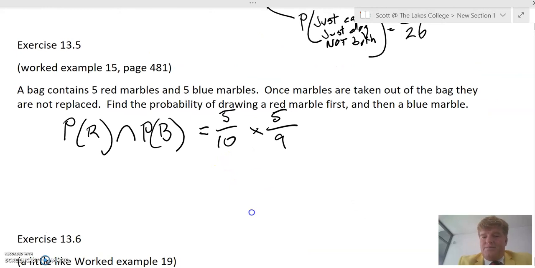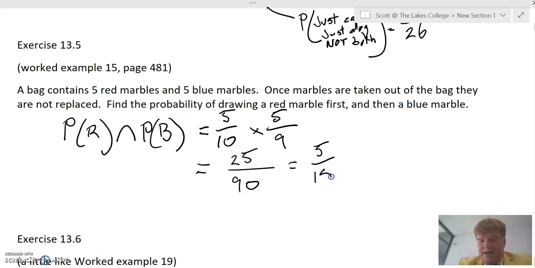So let's multiply these things out. If we multiply 5 by 5, we get 25 divided by 90. And I can see that there's going to be a common factor of at least 5 in here. That's going to be 5 on 18. That's the probability of drawing a red marble first and then a blue marble.